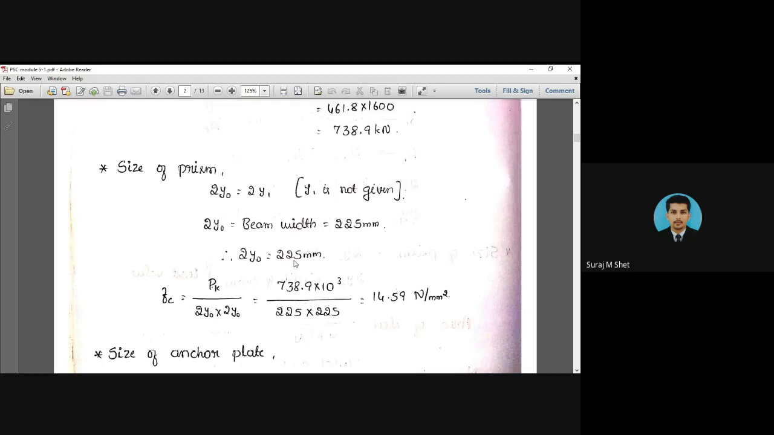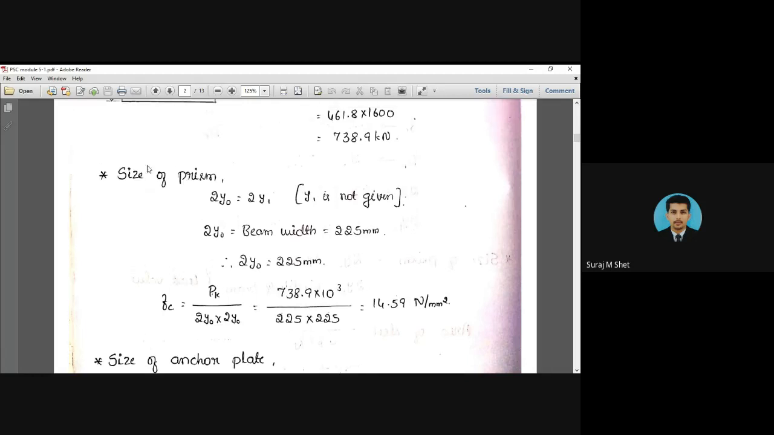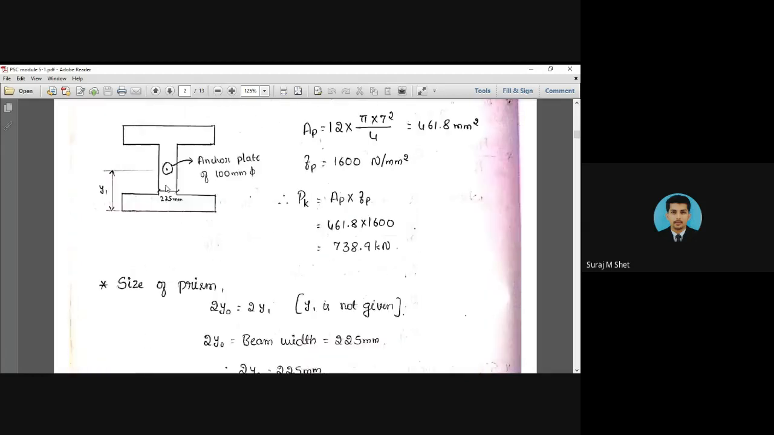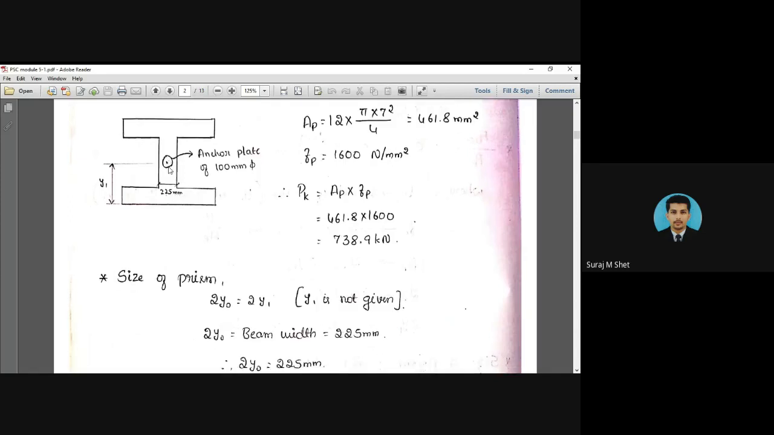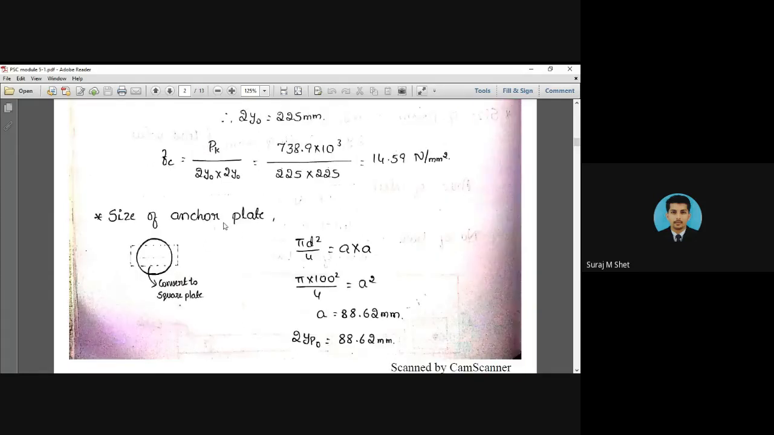So you already calculated this value 225. Multiply with 2 times and you calculate the FC value. This is the size of the prism. What is this? The size of the prism is this block. And the second one is the size of the anchor plate. See, this second one is the size of the anchor plate.